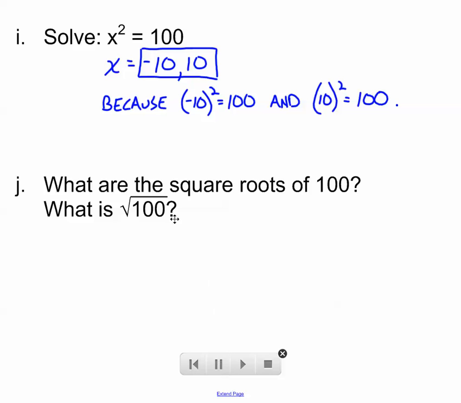Then let's see, what are the square roots of 100? If somebody asks you the square roots of 100, just like up here, you'd say that the square roots of 100 are negative 10 and 10.